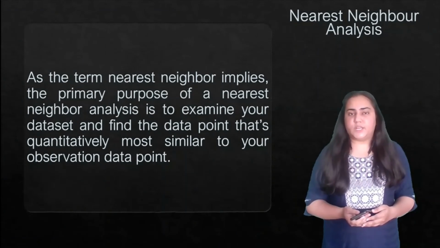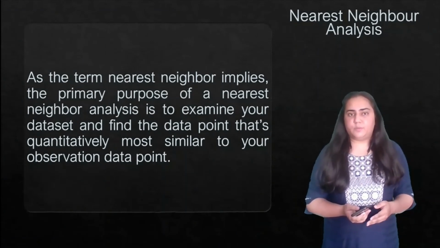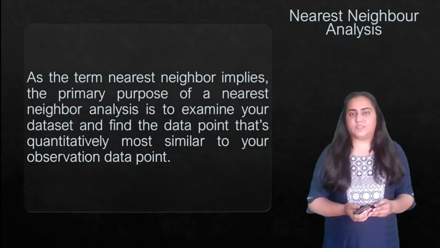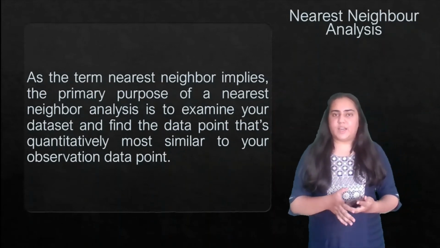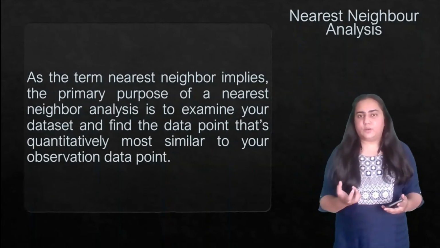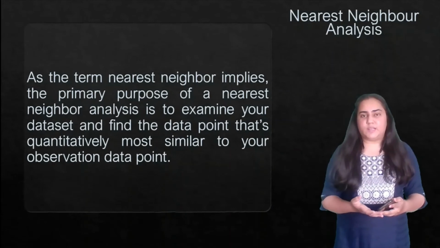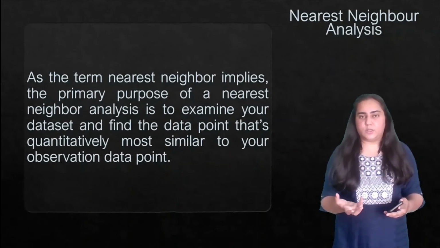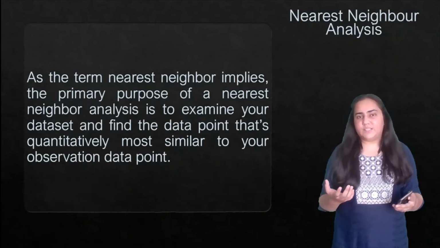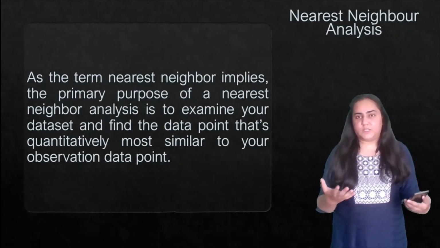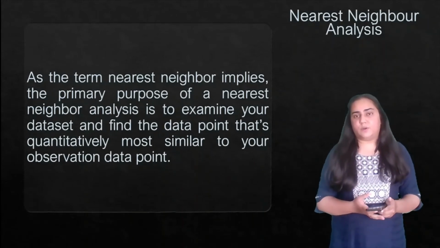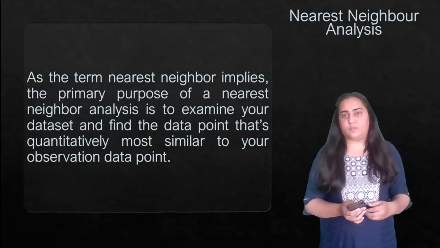As the term nearest neighbor implies, the primary purpose of a nearest neighbor analysis is to examine your data set and find the data point that's quantitatively most similar to your observation data point. So you already have a data set, and if you want to put a data point into a particular category, then nearest neighbor analysis is just going to analyze that data point and find out where exactly it can fit, what is the nearest or closest data point to that particular data point that you are studying.